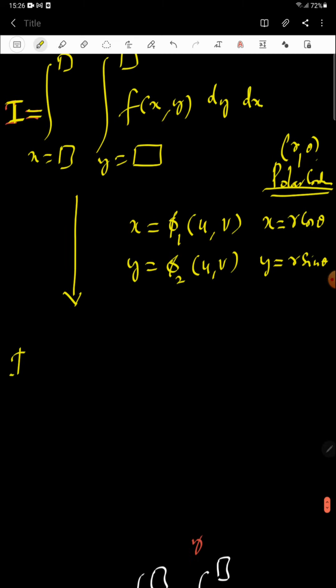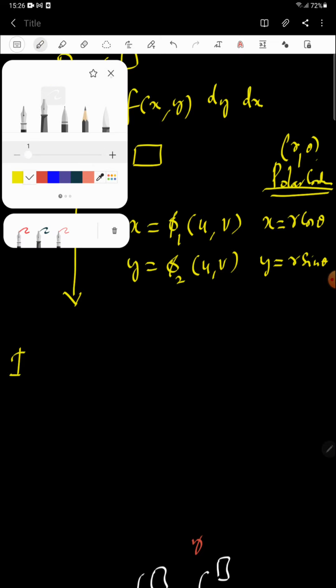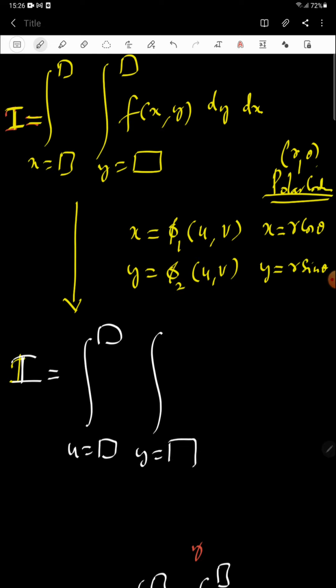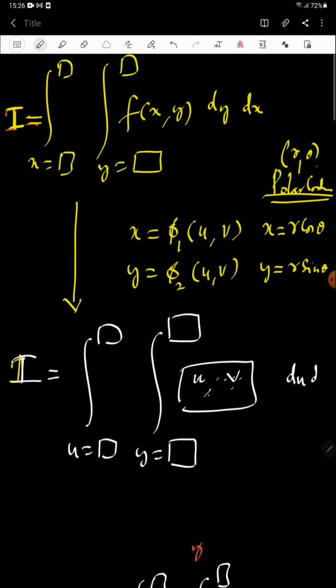Now this integral I is going to become an integral in u and v with limits here, whatever order, change of order, all these things I discussed in earlier videos. So this will become a new function in terms of u and v. There will be some function in u and v, and du and dv is going to come along with an extra thing, that is the Jacobian.